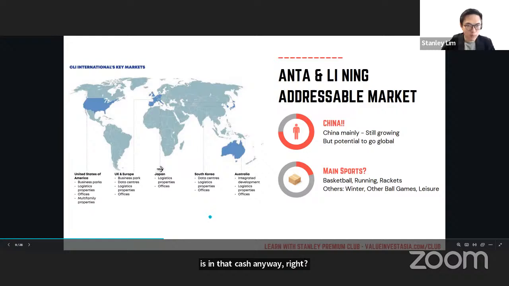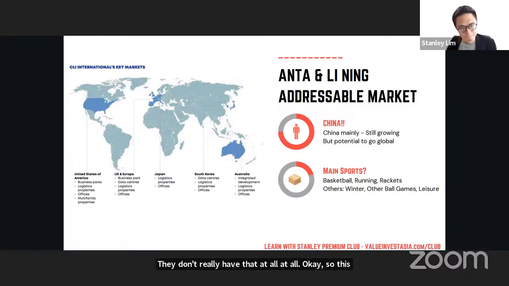Okay, so this is an example that I went through with my Premium Club members, when we were studying the addressable market for ANTA and Li-Ning, which are the sportswear and sport fashion twin giants in China. So the addressable market for them, of course, is China, and still growing, right? Their sportswear market penetration is not as great as a developed market like the US right now.